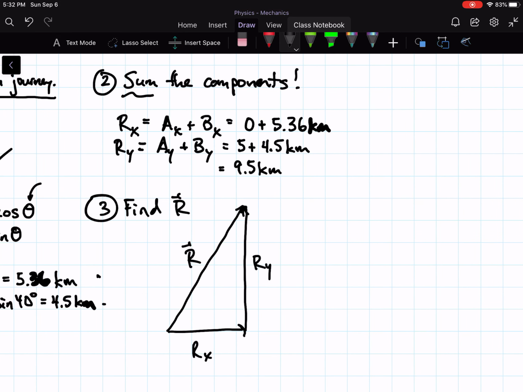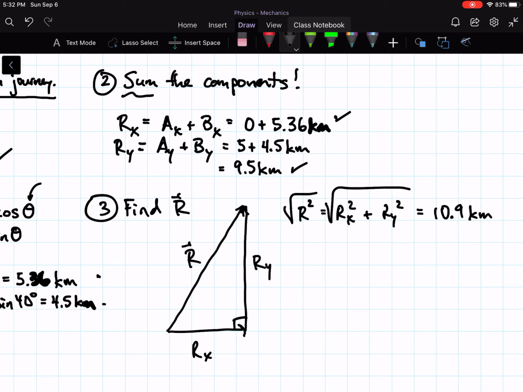So this goes back to the Pythagorean theorem. We know that the x and y axes are perpendicular to one another, so R sub y and R sub x are perpendicular to one another. And so we know that R squared, the magnitude of R squared, is Rx squared plus Ry squared. And that means when we put in this value and this value, then take the square root of both sides, because we don't want the square of R's magnitude, we want the actual magnitude of it. When we put all those numbers in, you should get 10.9 kilometers once you've rounded to a few sig figs. So we have the magnitude.